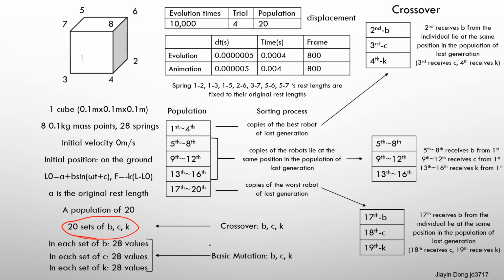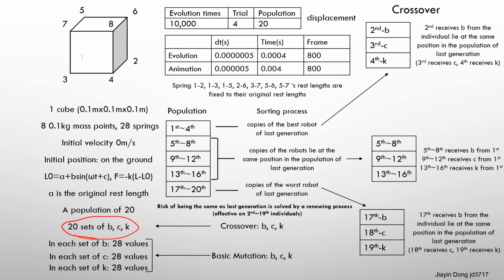The basic mutation happens on this layer of data. The basic mutation is that in one individual, in its set of B or C or K, two values exchange their positions with each other.